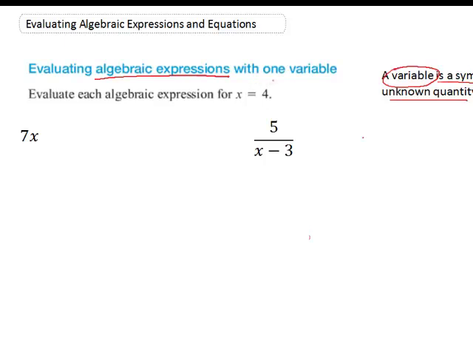We're going to take our algebraic expressions and evaluate them for x equal to 4. Our first expression is 7x, which means 7 times x. So we're going to substitute in 4 for x, so we get 7 times 4, and as you know, that's 28. So our expression 7x is equal to 28 when x equals 4.